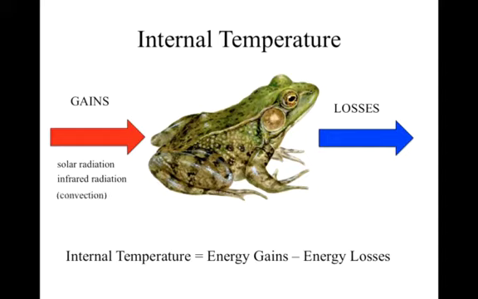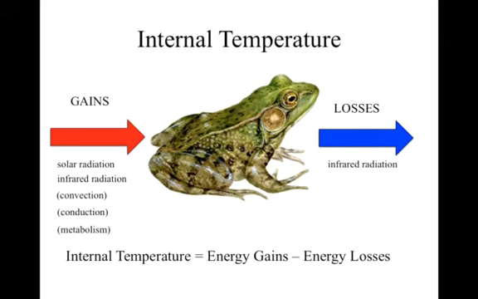Another thing is convection. As air moves by, the heat from the air can get deposited onto an organism. Conduction, even if the air is not moving, heat in the air above the organism gets transferred to the organism. And then metabolism. For some organisms, the act of metabolism produces heat that raises their body temperature. So those are the gains.